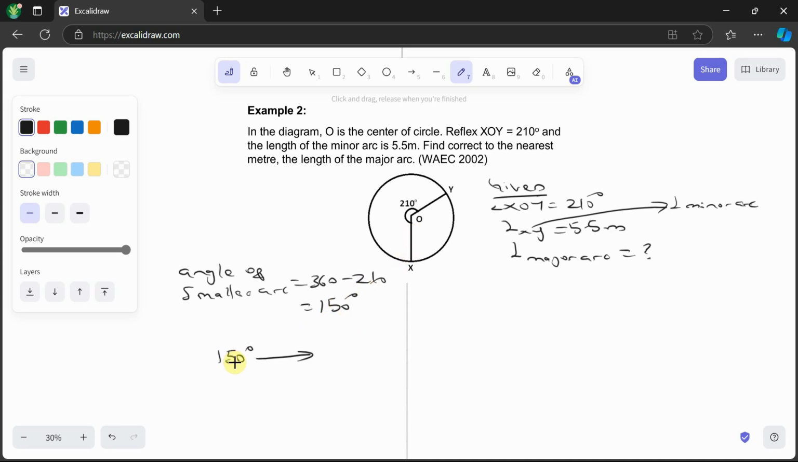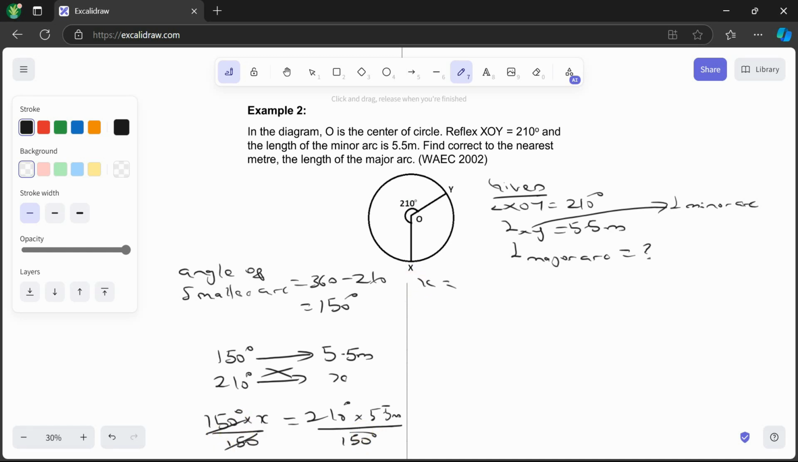So I could say if 150 degrees has a length of 5.5 meters, then 210 degrees would have a length of x, and I can cross multiply. That will be 150 degrees times x is equal to 210 degrees times 5.5 meters. If I divide both sides by 150, our x will be 210 times 5.5 divided by 150, and that will give me 7.7 meters. But I should find it to the nearest meter, so that will be approximately 8 meters. So our x will be approximately 8 meters.